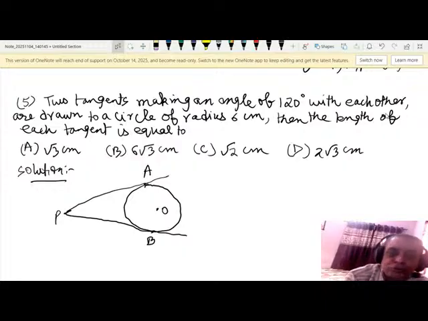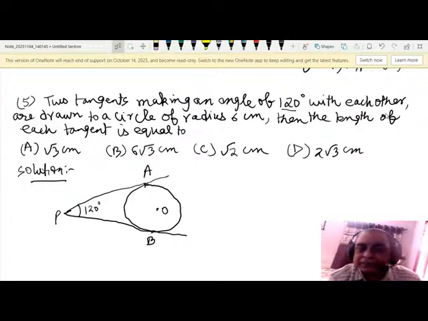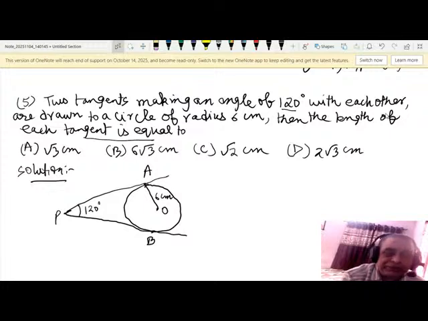And it is told to us that these two tangents are making an angle of 120 degree with each other. So this angle APB is 120 degree. We have to find out, and the radius is given 6 centimeter. That is, the length of AO is 6 centimeter. We have to find the length of each tangent.